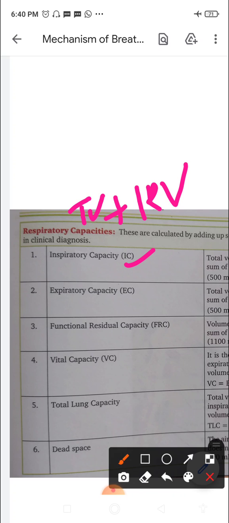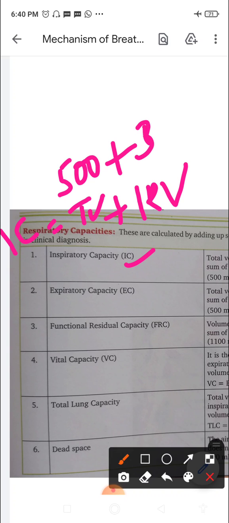So IC, we can say inspiratory capacity, is tidal volume, which we discussed just now is 500 ml, plus the inspiratory reserve volume of 3000 ml as discussed. So that makes it 3500 ml.